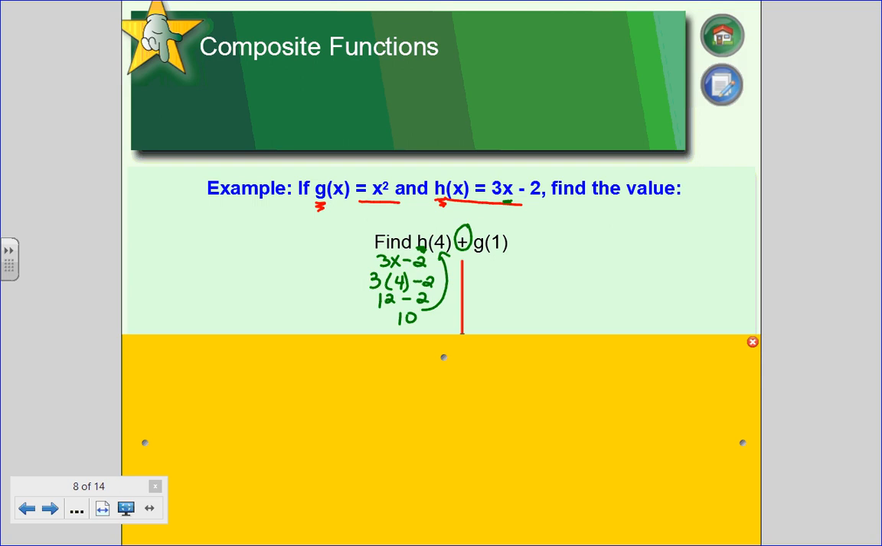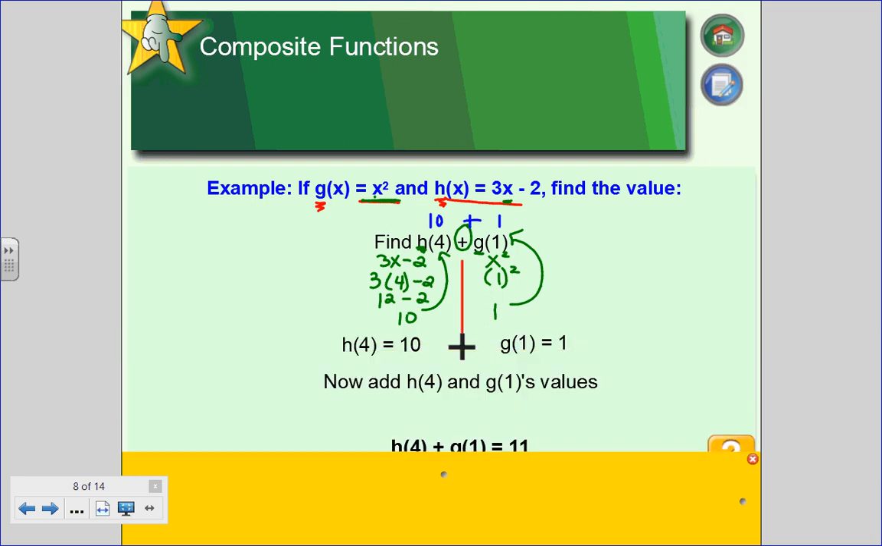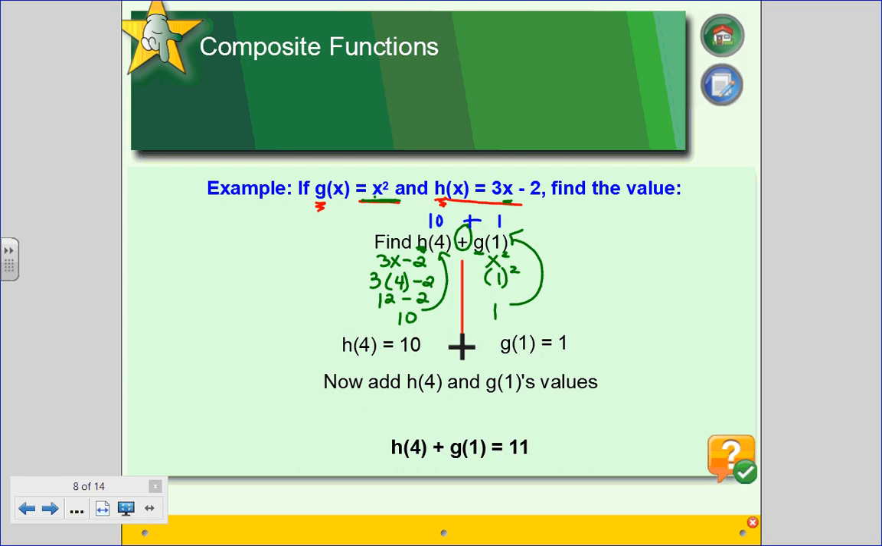Over here, we need to find g of 1. Well, g's function is x squared. So that means I'm putting 1 in the place of x and simplifying to get 1. So g of 1 simplifies to 1. And we were told to find h of 4 plus g of 1. So if we now know that h of 4 is 10 and g of 1 is 1, we will add the two together to get 11 as our sum of those two functions.